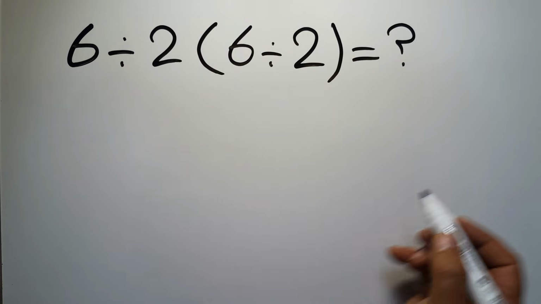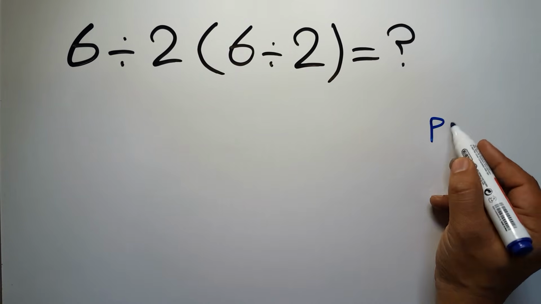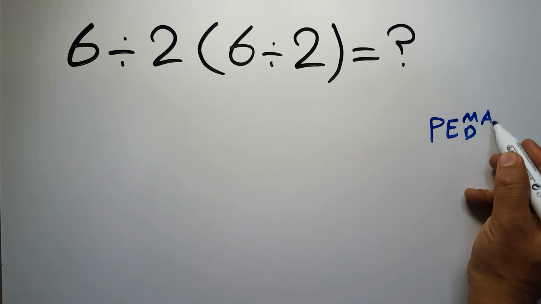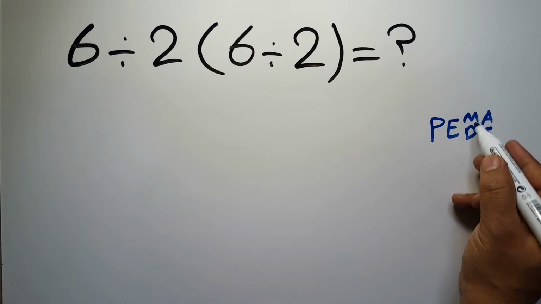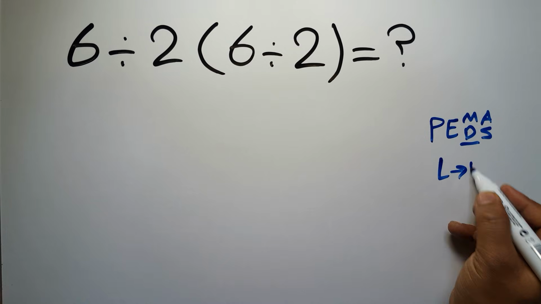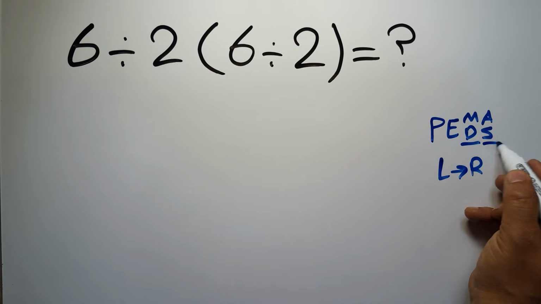According to the order of operations, first we have to do parentheses, then exponents, then multiplication or division, and then finally addition or subtraction. Remember that multiplication and division have equal priority and we have to work from left to right. And the same applies to addition and subtraction.